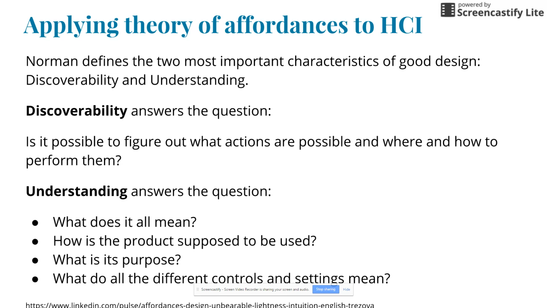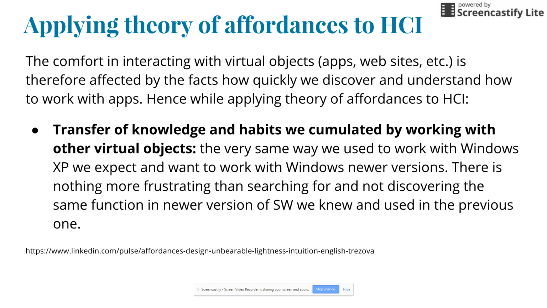So, how do you apply these theories of affordances in HCI, right? Norman defined two important characteristics of good design. One is discoverability and the other one is understanding. Discoverability basically tries to answer the question, is it possible to figure out what action to take, where, and how to perform them? Understanding tries to answer the question, what does all of this mean? How is this product supposed to be used, work? What is the purpose of it? What different controls and settings are there that a user can act upon?